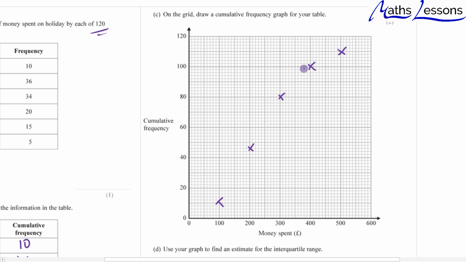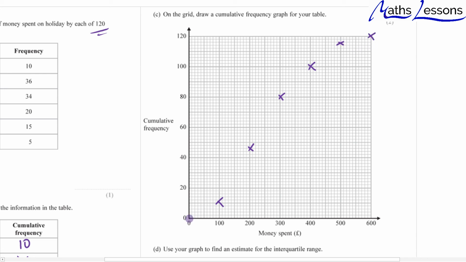I haven't done 115 right, have I? There was just something in my head that told me something was wrong, because I remember back to this one where the middle point was 50. So that's going to be 110. So 115 is actually going to be here. And then we're going to have 120 here.